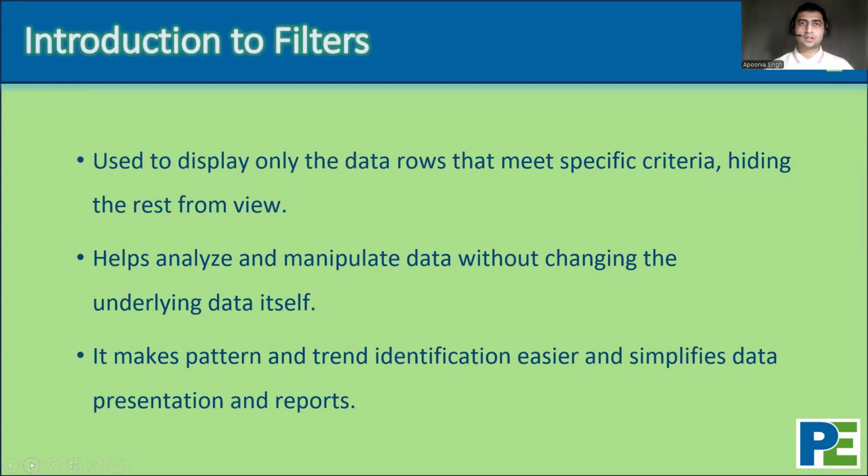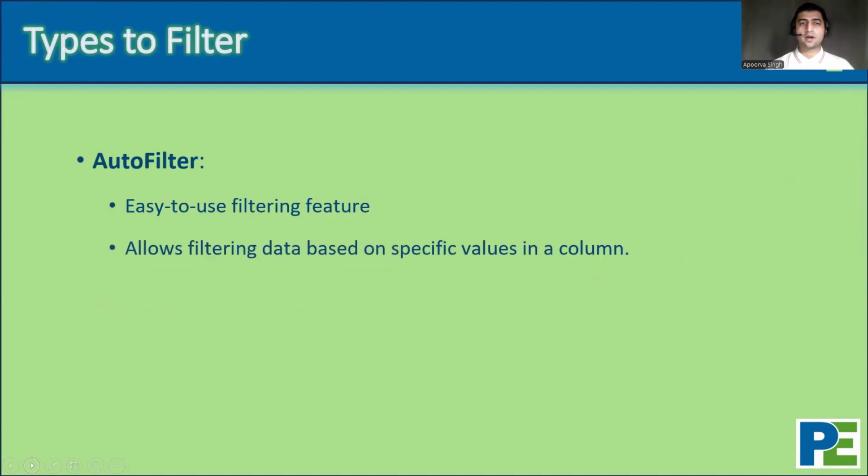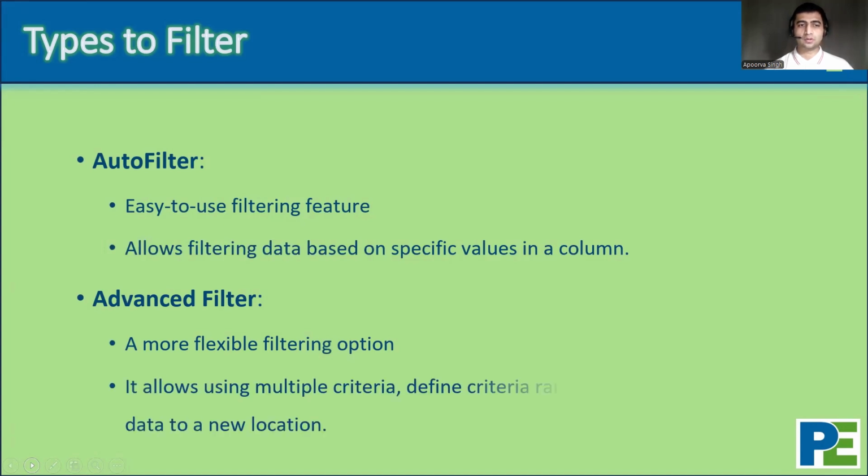Let's see what are the types of filters. First one is auto filter. This is the simplest filter. It is easy to use and can be applied with just one click. It allows filtering data based on specific values in a column. The next one is advanced filter. It is a more flexible filtering option. It allows multiple criteria and define criteria ranges and extract filtered data to a new location.